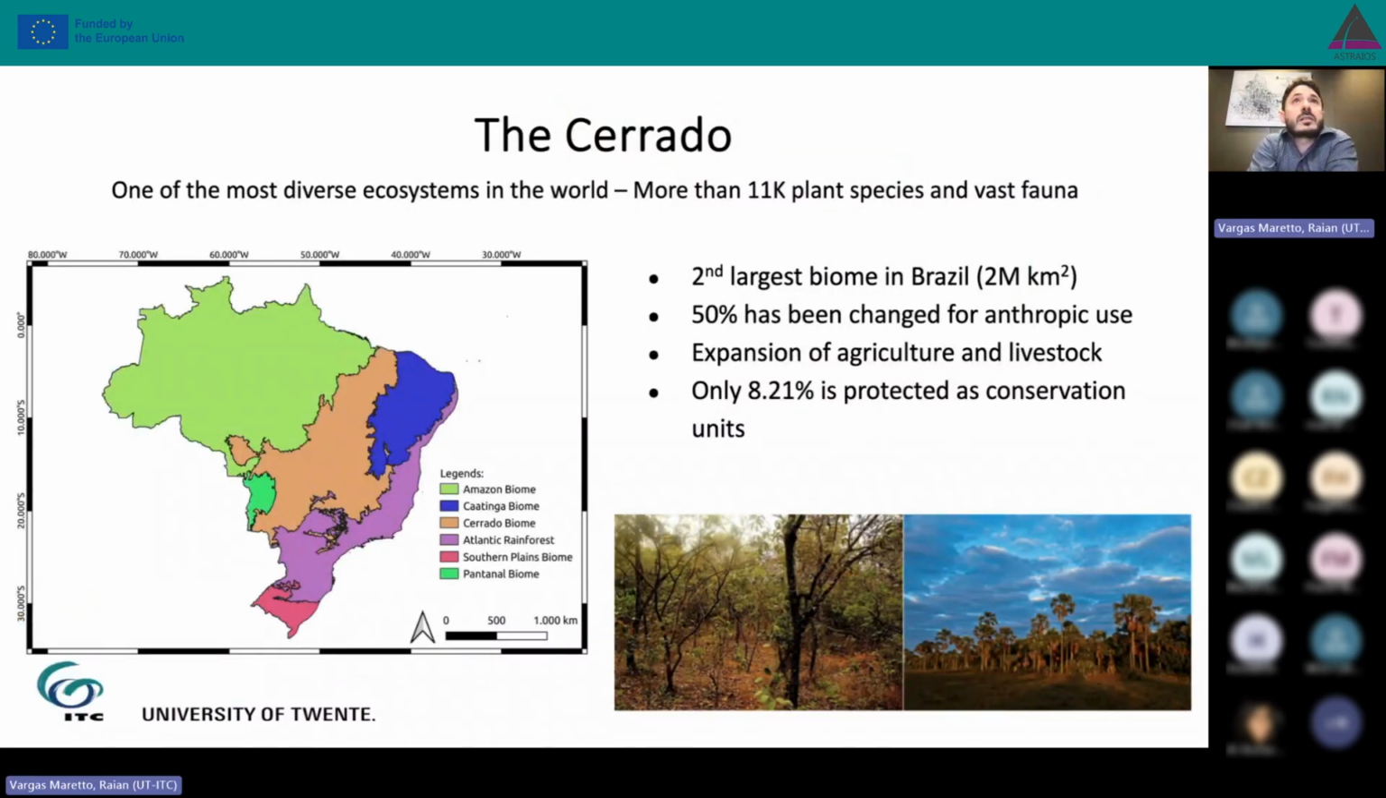The Cerrado is the second largest biome in Brazil and has suffered a lot of pressure in terms of deforestation because it's one of the biggest agricultural expansion areas in Brazil, and only 8.21% of the whole biome is protected by conservation units. But it's a very important biome as well because it has a very rich biodiversity, and we estimate that around 50% of the biome has already been changed for anthropic use.